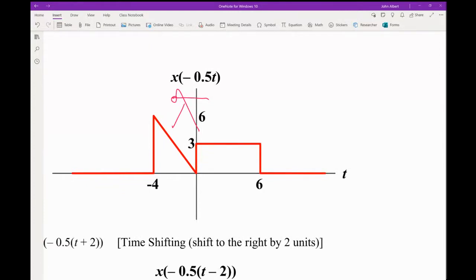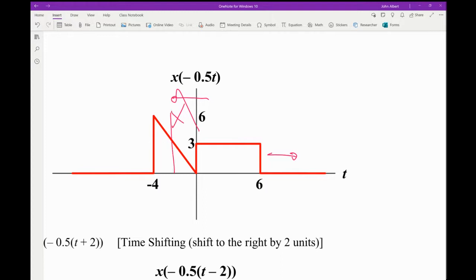Since the time shift comes at the end, you want to replace every t with t minus 2. The minus 1 was just a value that we use to obtain how much is the time shift. But the time shift is not equal to 1 unit to the left. It's in fact 2 units to the right. So now I have to take this thing and shift it 2 units to the right.